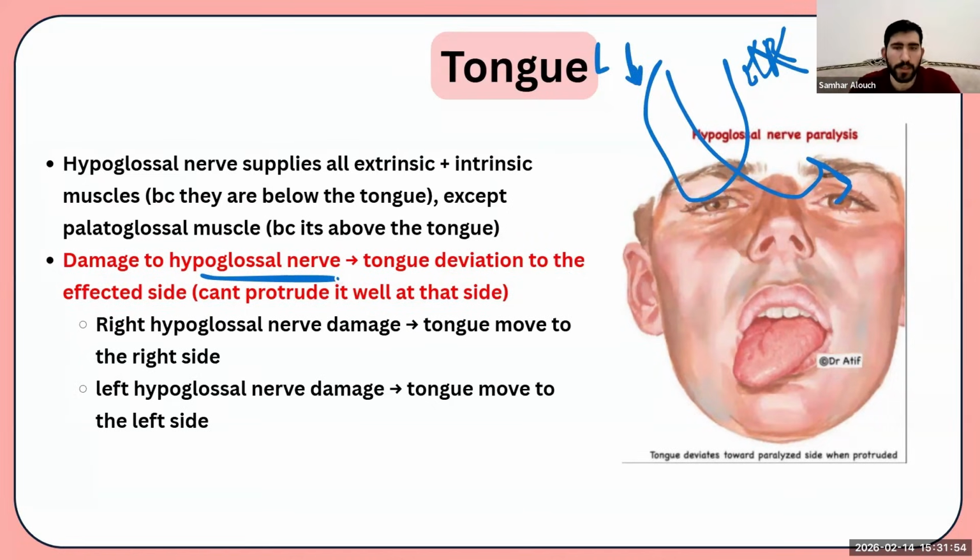Okay, please memorize this. I tried to explain it so you understand why it happened, but even if you didn't catch it, it's fine. Damage to the left hypoglossal nerve, the tongue will deviate to the left. Damage to the right side of the hypoglossal, the tongue will deviate to the right. So the damage side is the deviation side.